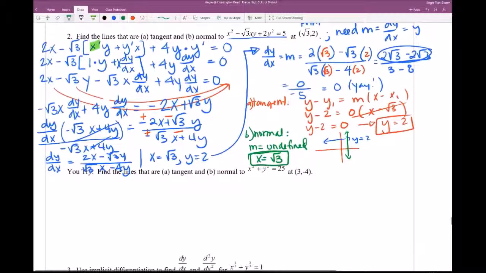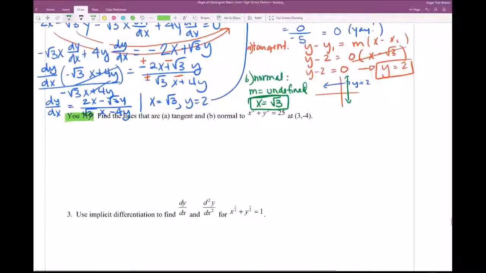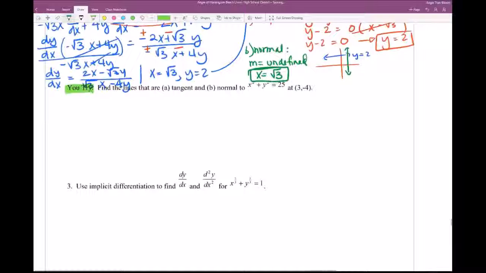Okay, now that we have done example 2, try the U-try. And in class, we will go over the U-tries, all of the U-tries, okay? But give it a shot. So what if it's wrong? You can correct it again in class.